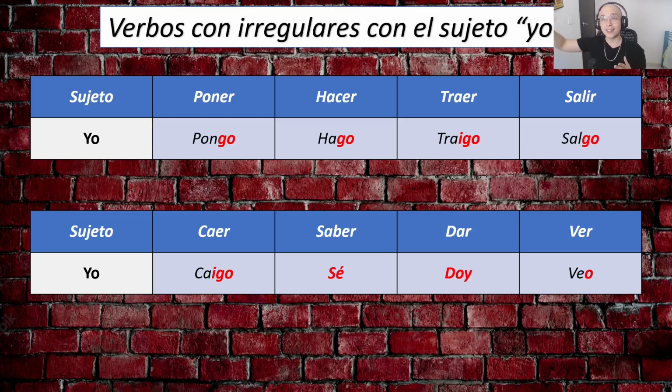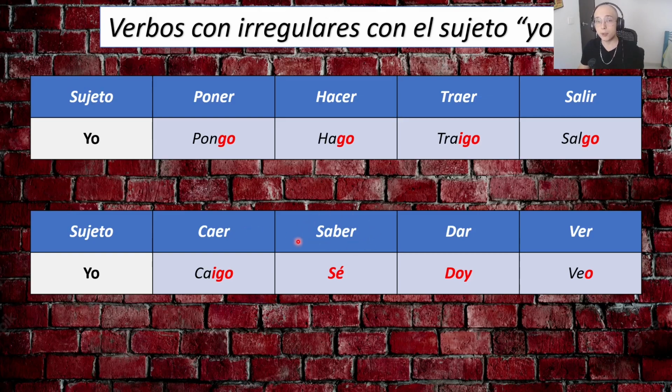Salir, to exit or to go out. Yo salgo, I go out, and then it becomes regular. Tú sales, ella sale, nosotros salimos. Next one, caer. Caer means to fall. So we say, yo caigo, I fall. Again, yo caigo. And then it becomes regular. Tú caes, ella cae, nosotros caemos.